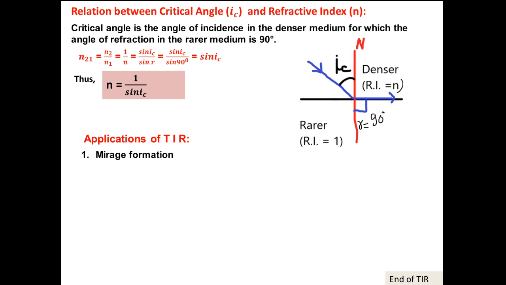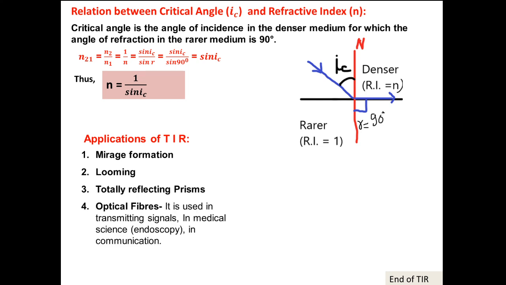Applications of TIR: mirage formation, looming, totally reflecting prism, optical fiber, sparkling of a diamond. This year optical fiber is in focus. Yes. Now, so these are all about total internal reflection.